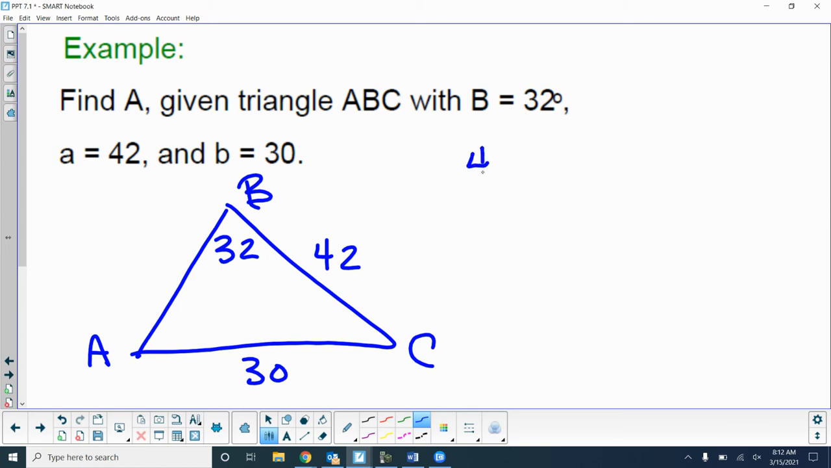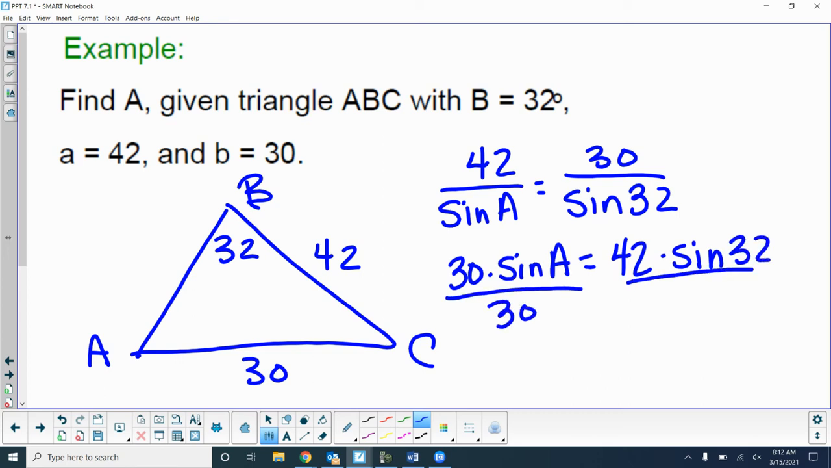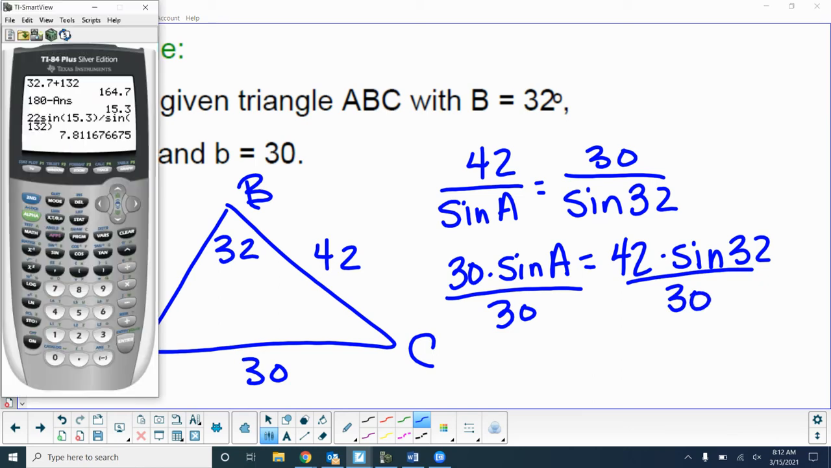So 42 over the sine of angle A equals 30 over the sine of angle B, which is 32. All right? So 30 times the sine of angle A equals 42 times the sine of 32. Divide by 30. See what we get. All right, so 42 sine 32, close it up, divided by 30.